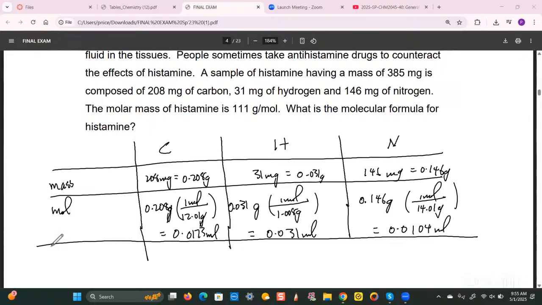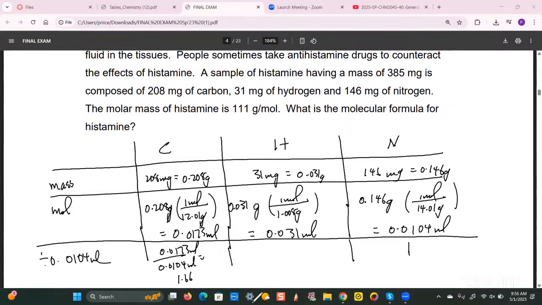Now that we have the moles values calculated, exactly, you divide each of these by the lowest. The lowest number obviously is 0.0104. So let me just write here, divide by 0.0104 moles. So 0.0173 moles divided by 0.0104 moles, according to my calculation, works out to be equal to 1.66.